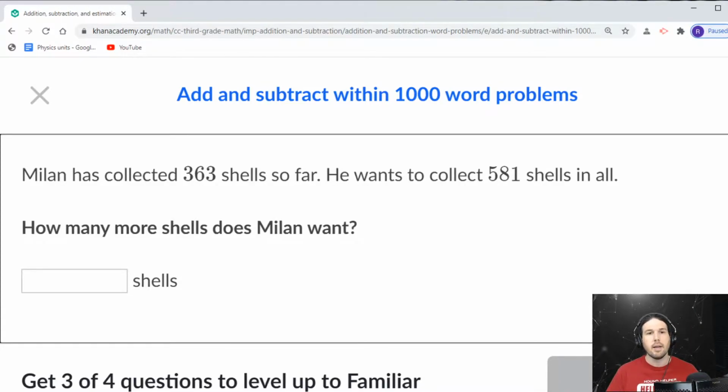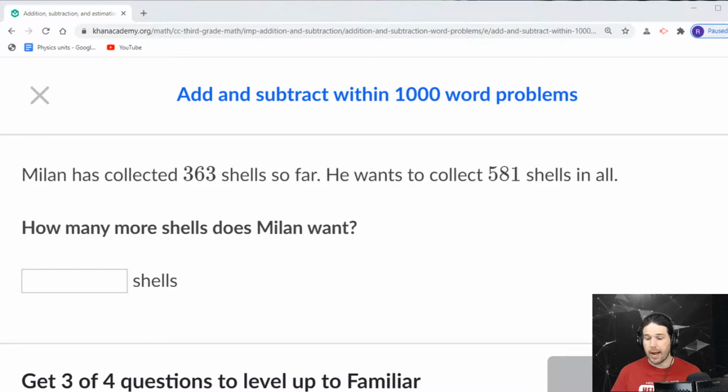Now, it says here that Milan has collected 363 shells so far. It says he wants to collect 581 shells in all. How many more shells does Milan want? Now, the big question we have to ask ourselves here before we do any math is this an addition problem or is this a subtraction problem?